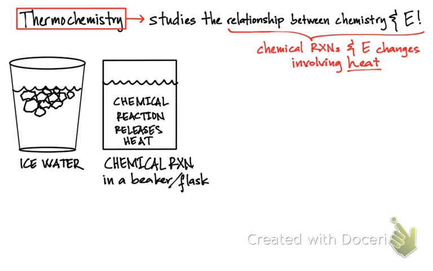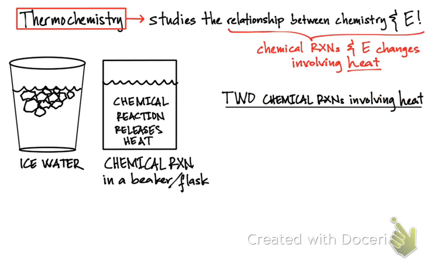For example, ice melts in water because heat is absorbed by the solid ice. In other words, heat is transferred from the liquid water to the solid ice. Likewise, the transfer of heat can also be observed in a multitude of chemical reactions. They can either absorb or release heat.